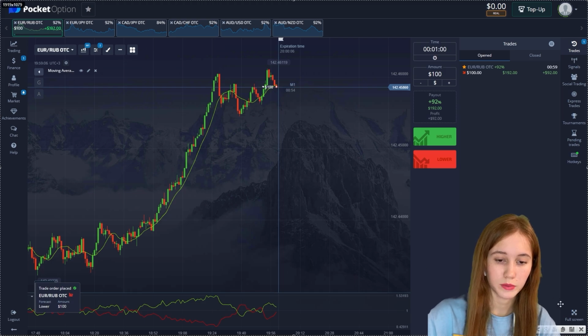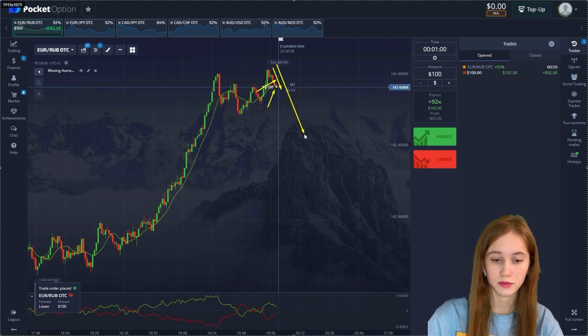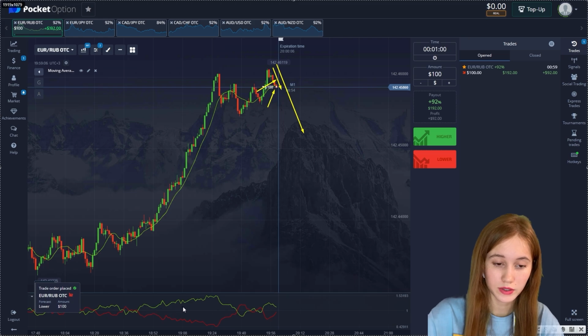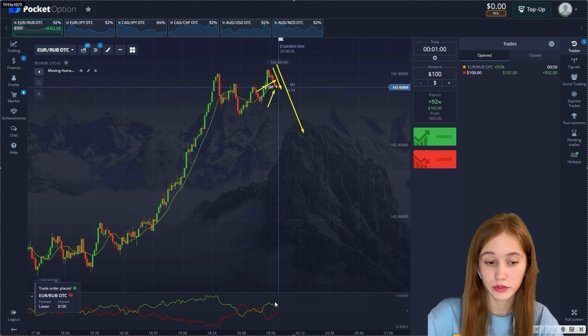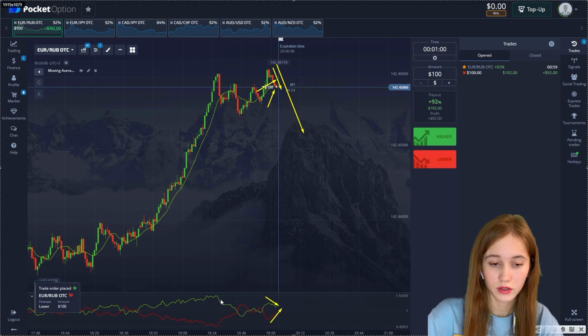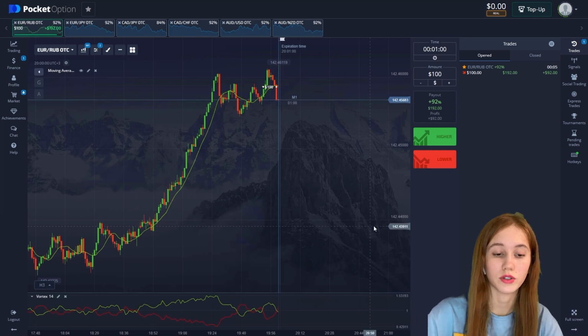So by moving average, we see upper position, but we already reached these points. I think it's a change of trend. And the second vertex, we see change of trend, but green prevails and it's falling, so it's changing in trend.